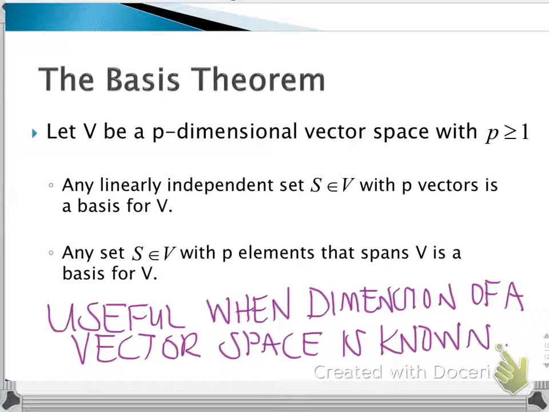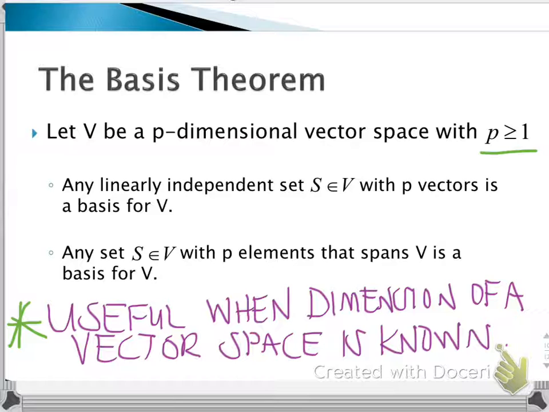Let V be a p-dimensional vector space where p is greater than or equal to 1. I made this note: this is a useful theorem when the dimension of a vector space is known. So if you know that you have a p-dimensional vector space where p is greater than or equal to 1, then any linearly independent set S with p vectors is a basis for V. That makes sense, right? Because if it has p vectors, is linearly independent, and is in V, then it's going to span that as well.